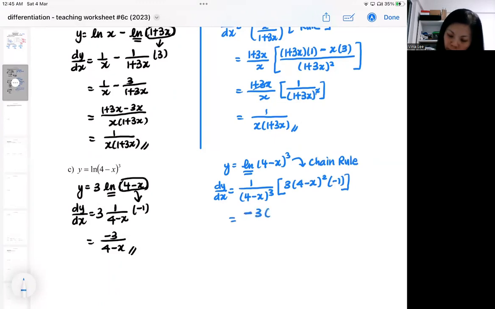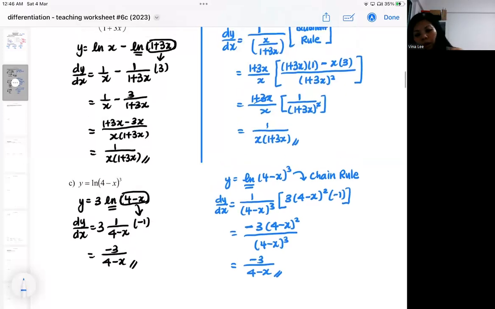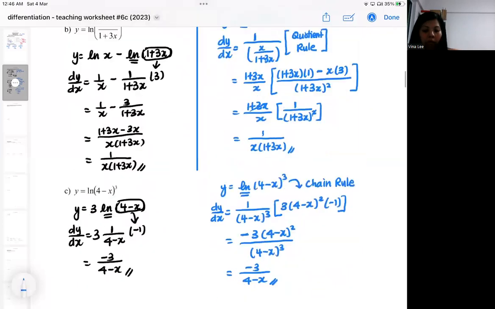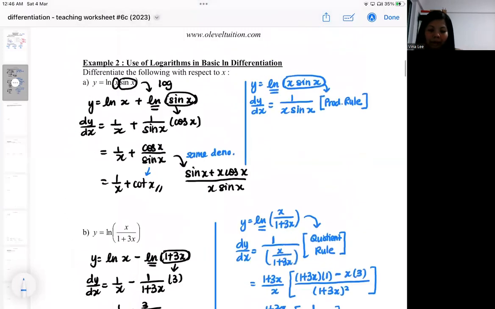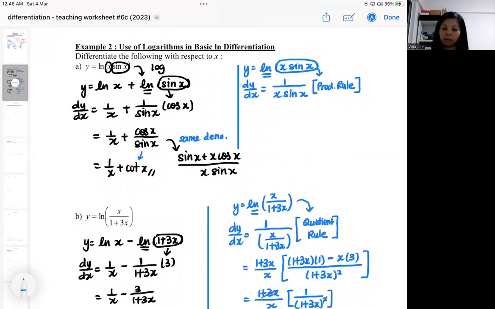You'll get a minus 3, 4 minus x squared, and then the denominator is 4 minus x with a power 3. So if you simplify the bracket, you will get exactly the same answer. Okay, so everything will work. It's just whether you remember to use log or not. So again, not all the questions you can be using logarithm. Sometimes you will still need your product rule and the quotient rule because the log can be combined with exponential. Okay, so you will see some of this in the next example.